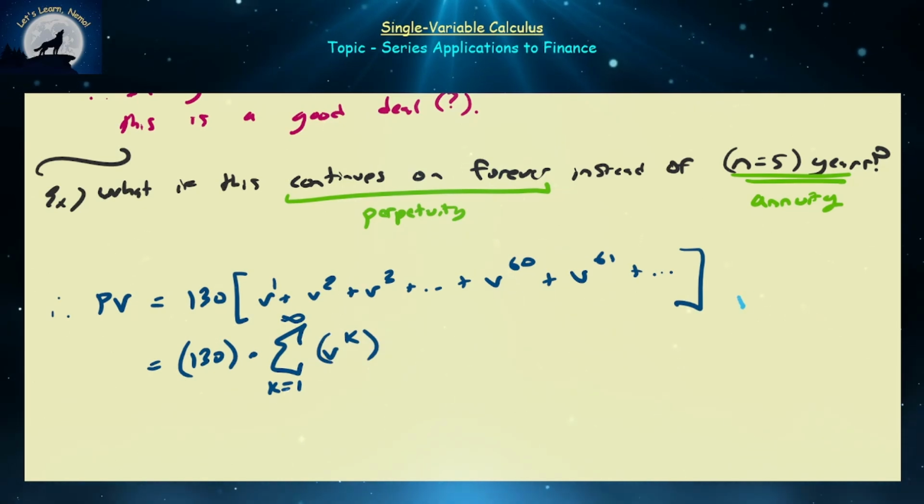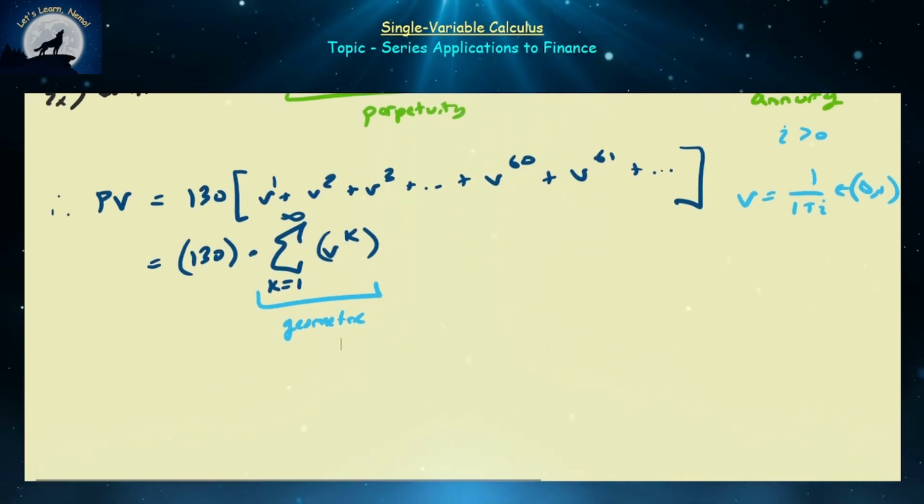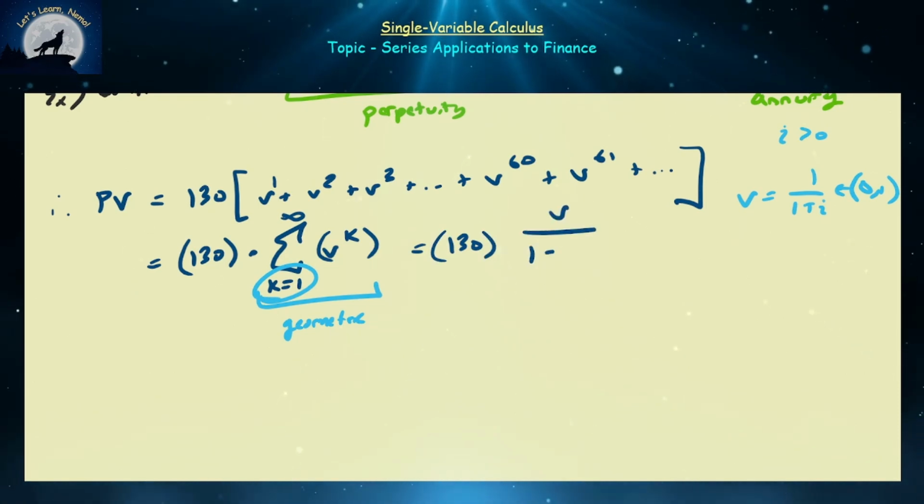Now remember that nu is equal to 1 over 1 plus i, and i is greater than 0. Therefore, this object is in between 0 and 1, which means this series converges because it turns out to be a geometric series. It's a geometric series whose base is in between minus 1 and 1, and hence it converges. And since it converges, and keep in mind it's a base point of 1, not 0, it's going to converge to nu over 1 minus nu.